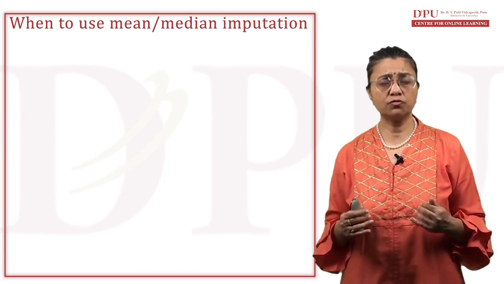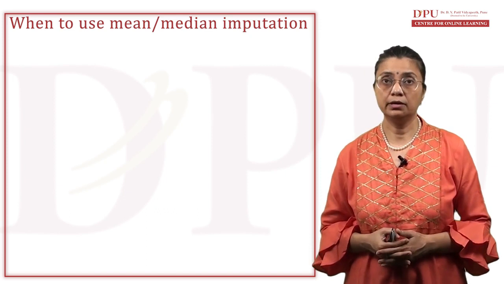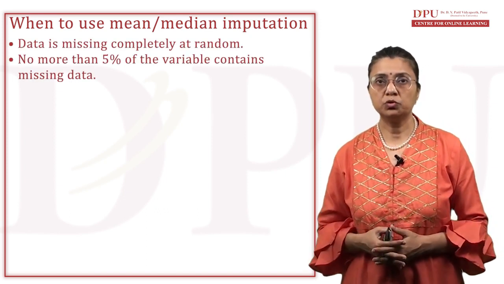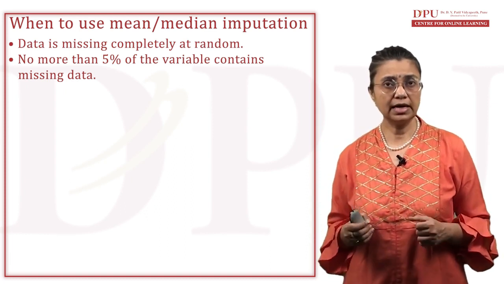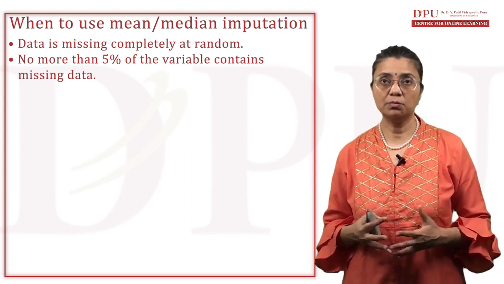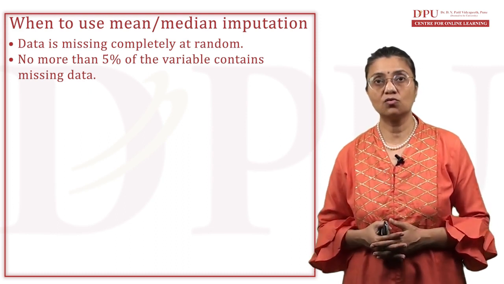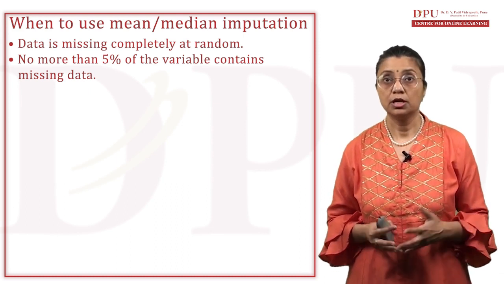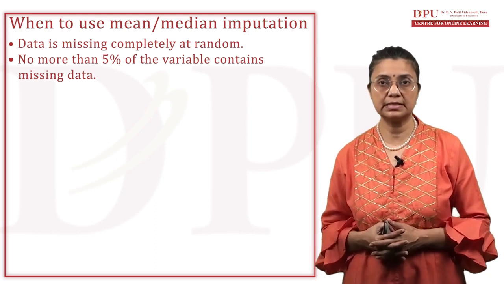So students, first of all, we have to make certain rules about when to use mean or median imputation. The first thing is that we use mean and median imputation when the data is missing completely at random. So if the data is completely missing at random, in that case we can go for mean and median imputation. If the data is intentionally not provided, in that case we cannot go for mean or median imputation. Now, you must be asking, what is randomly missing data and what is intentionally missing data?